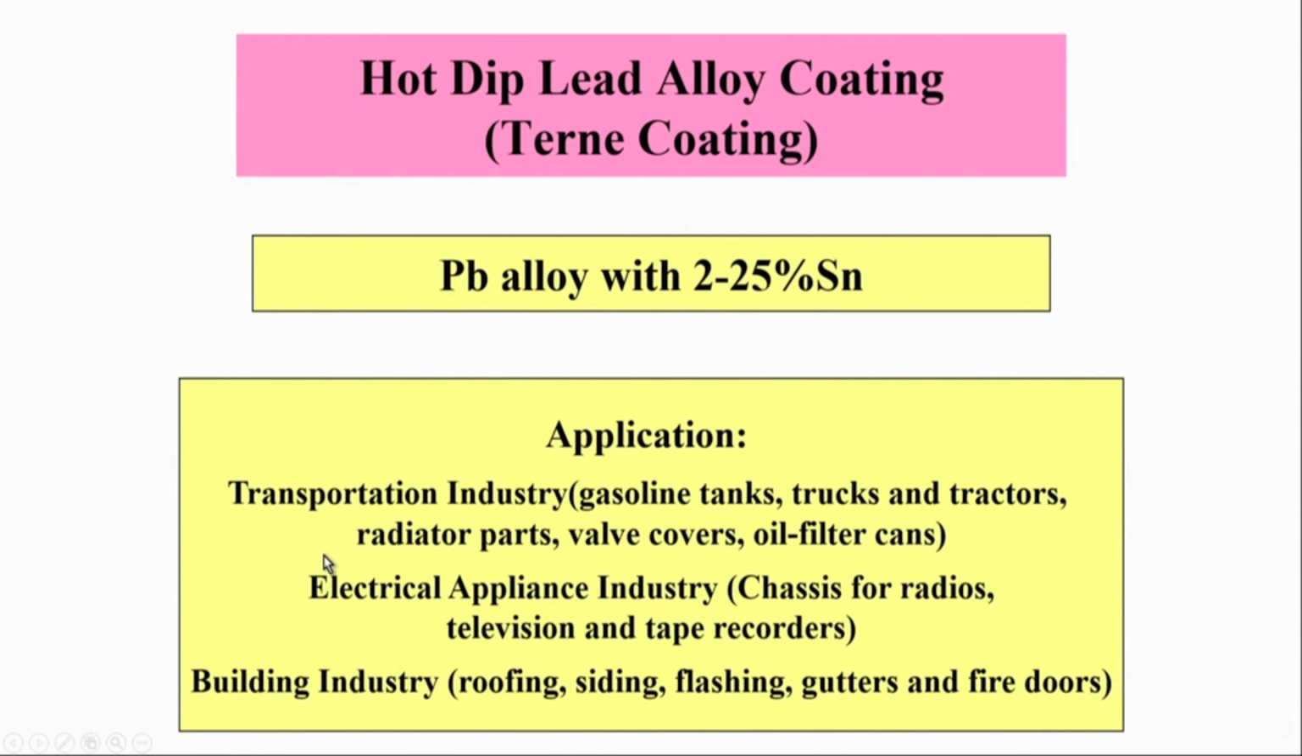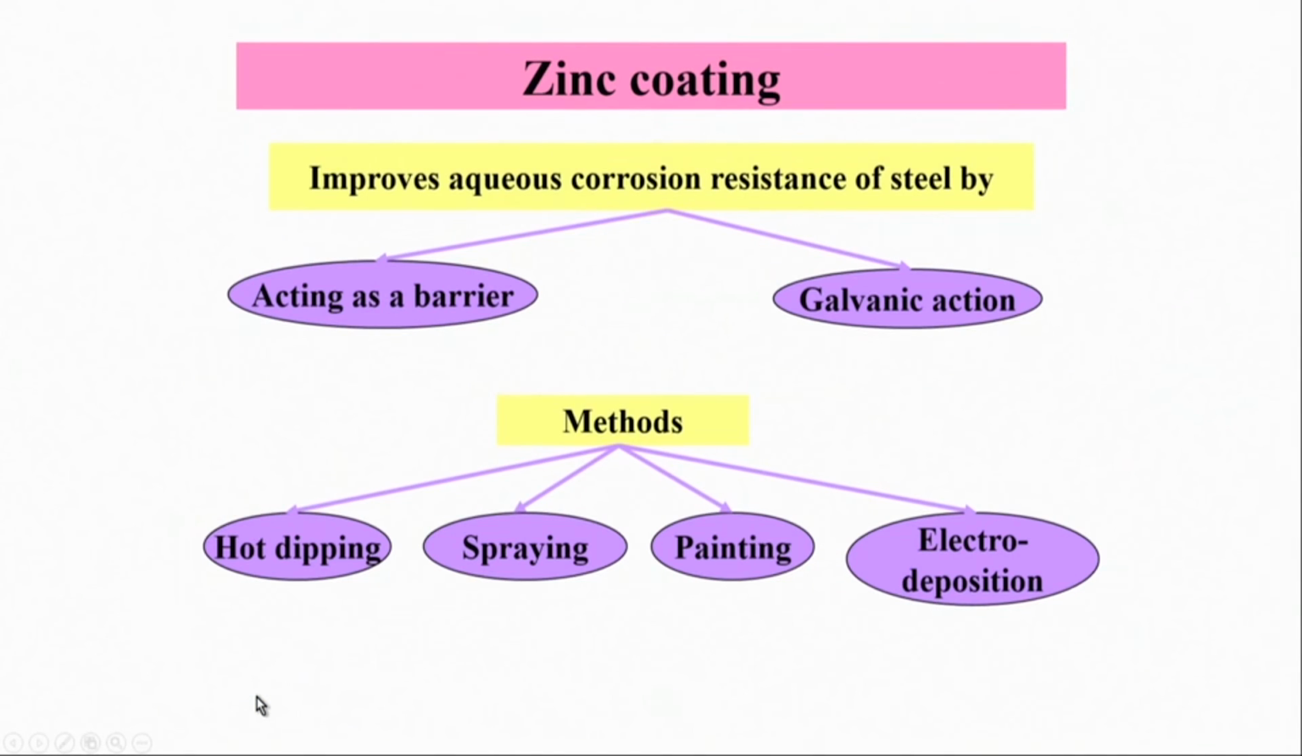This is used in the transportation industry, electrical appliance industry, then building industry, like gasoline tanks, trucks and tractors, then radiator parts, valve covers, then oil filters, oil filter cans, then chassis for radios, television and tape recorders, and roofing, siding, flashing, then fire doors. You have the possibility of application of this particular terne coating in all these.